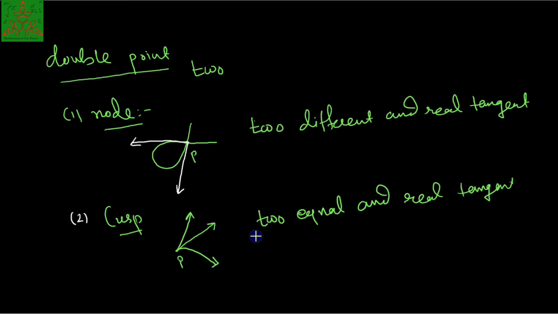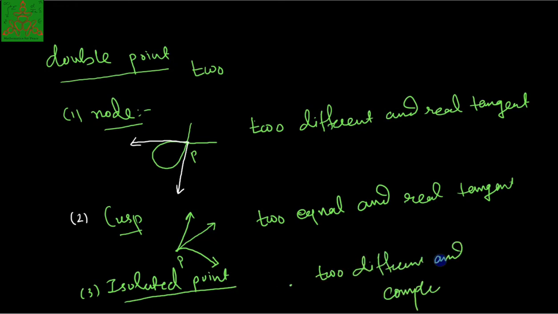The last one is the isolated point, where at the point P you will have two different and complex tangents. If the tangents are complex, then we can say that point is an isolated point. There is another name for this isolated point: it is also known as a conjugate point. So these are the classifications of the double point.